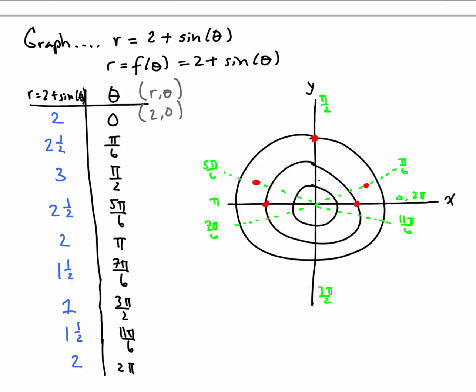It's very symmetric though. And then at 7 pi over 6, I'm at 1.5. And at 3 pi over 2, I'm at 1. 11 pi over 6, I'm at 1.5. And then I'm back to where I started here. So this is kind of a strange shape, and this is called a cardioid.